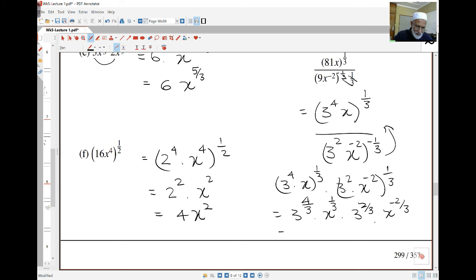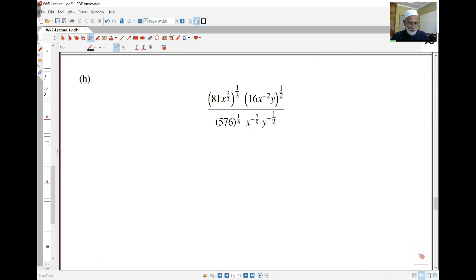If I add the powers up, I get 3 to the 6/3, and I get x to the negative a third. Now 3 to the 6/3 is 3 squared, that's 9. That's 9 times x to the negative a third. And you can leave it like that, or you can write the thing as 9 over x to the 3rd, either way.